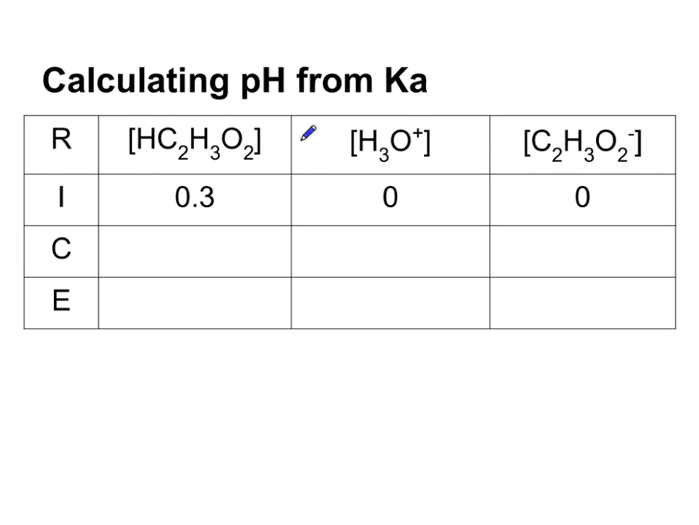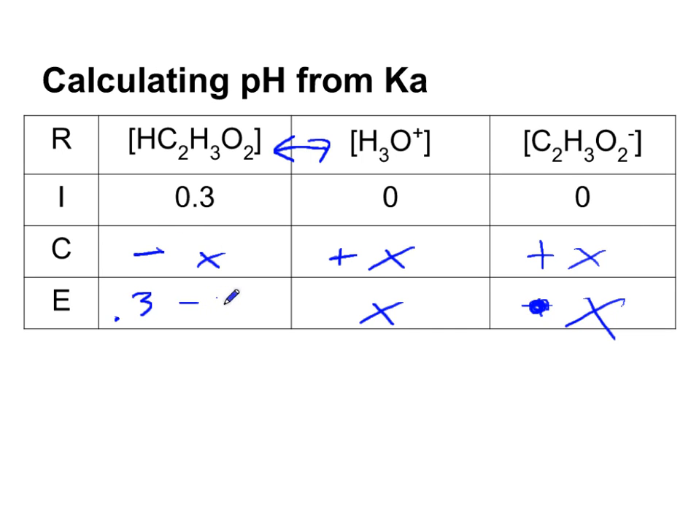I left water out of this RICE table so I'd have more room to actually fit numbers in here. So this dissociated into hydronium and the acetate ion. Let's think about what we know. Everything's got a coefficient of 1, so this is going to be a change of plus x, so at equilibrium it's x. Not plus x, it's just x down here. Now our acetic acid is going to change by minus x, so at equilibrium it would be 0.3 minus x.